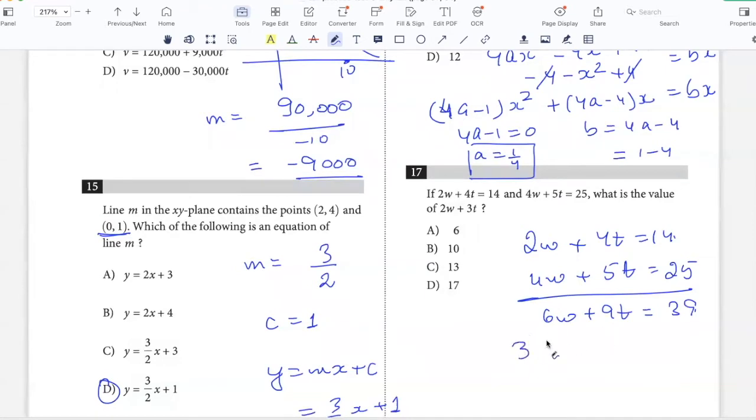So if I take 3 common, 2w plus 3t is 39 by 3. So that will be 13.